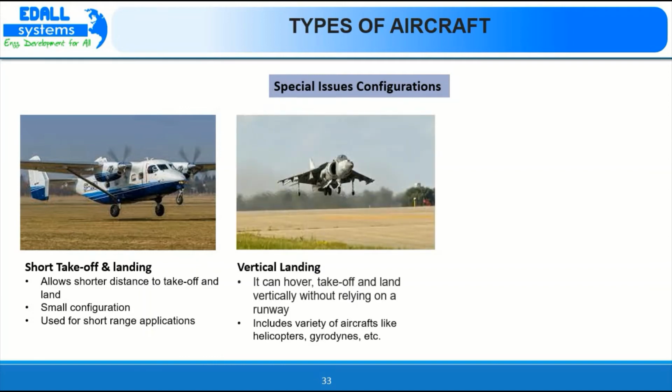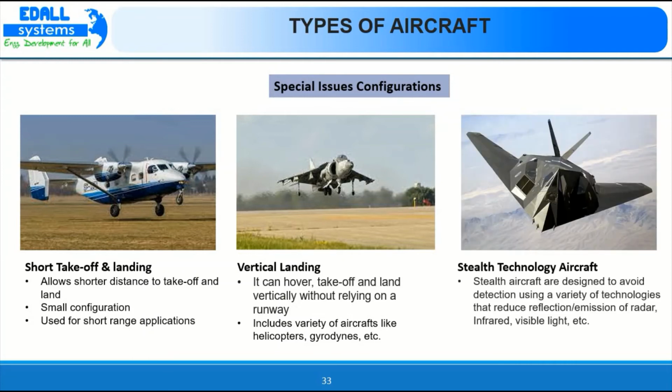Then we have vertical landing. This kind of aircraft can hover, take off and land vertically without relying on a runway. So today we have some aircraft which can land vertically and take off vertically without any runway. It includes a variety of aircraft like helicopters, gyrodynes, etc. Also, Harrier is one example of a vertical landing aircraft.